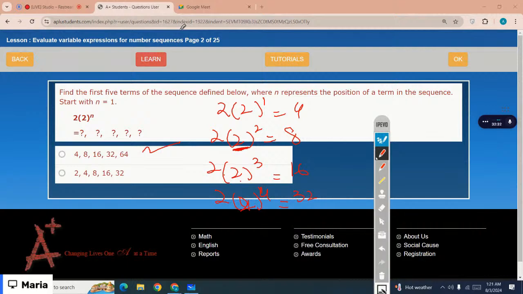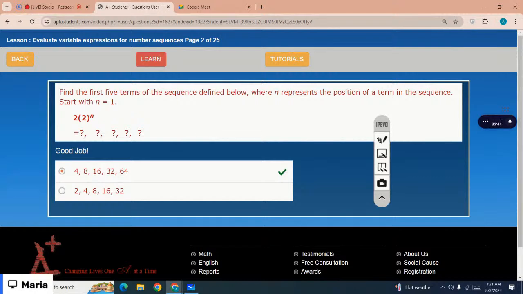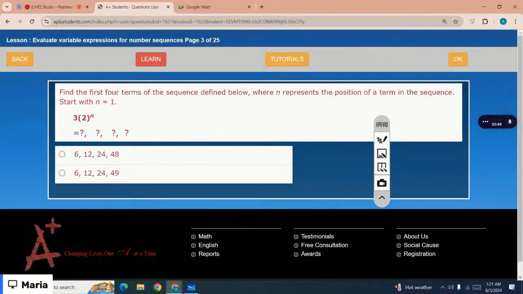Okay, let's just start with the test questions. The next one is, sorry, the next one. Find the first four terms of the sequence defined below, where n represents the position of a term in a sequence. Start with n equals 1. So which is the correct option?